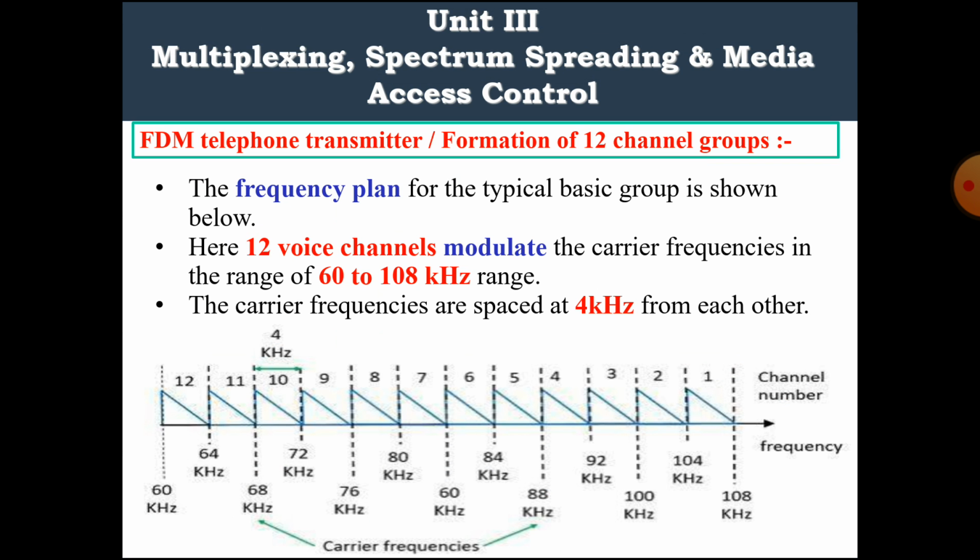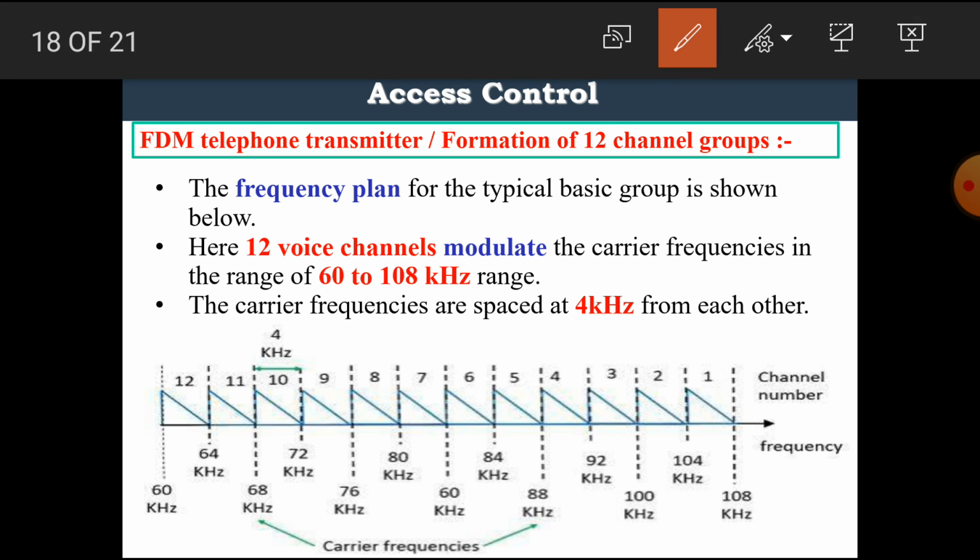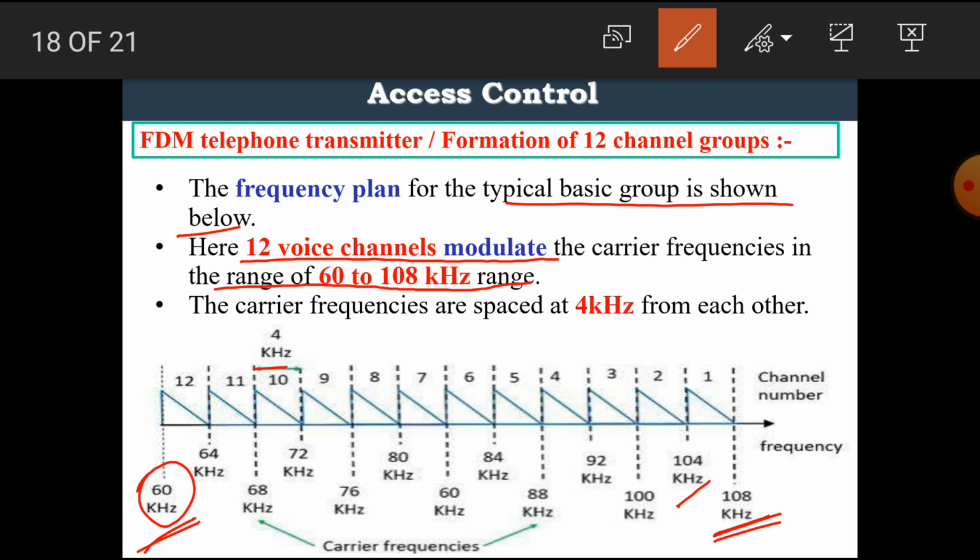Here the frequency plan for the typical basic group is shown below. Here 12 voice channels modulate the carrier frequencies in the range of 60 to 108 kilohertz. That means from 60 kilohertz, by using the difference of 4 kilohertz, we get the range 60 to 108 kilohertz. That means the first is 108 kilohertz, next is 104 kilohertz, next is 100 kilohertz, next is 92 kilohertz, etc.